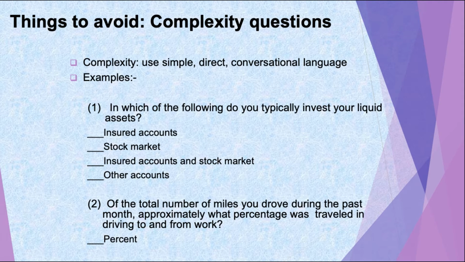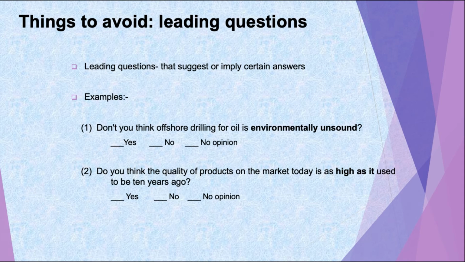So, for example, in the first question, in which of the following do you typically invest your liquid assets, which is very clear, insured account, or of the total number of miles you drove during the past month, approximately what percentage was traveled driving to and from work? Is it 10%, 20%, or 30%? It's very simple, and a respondent can understand it.